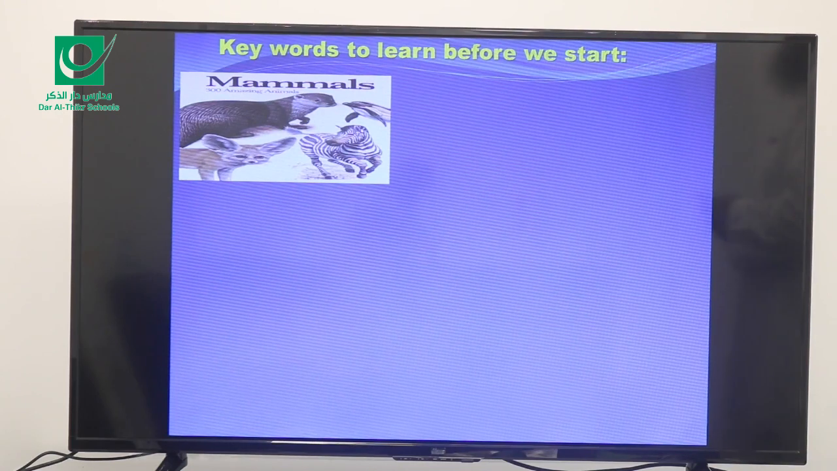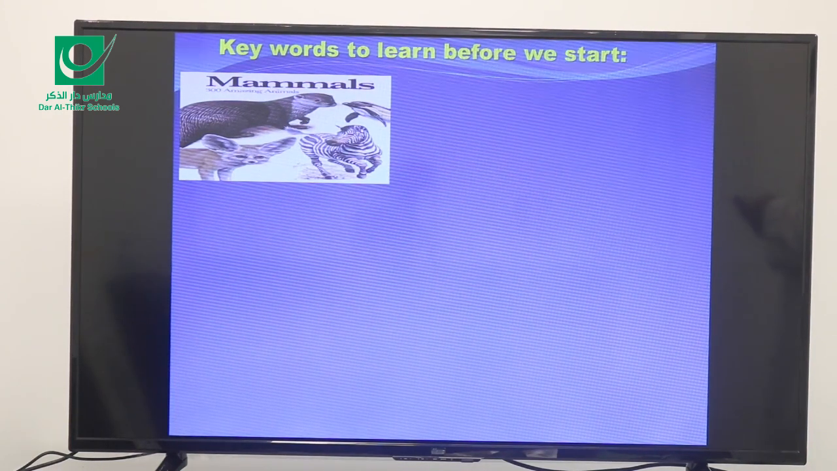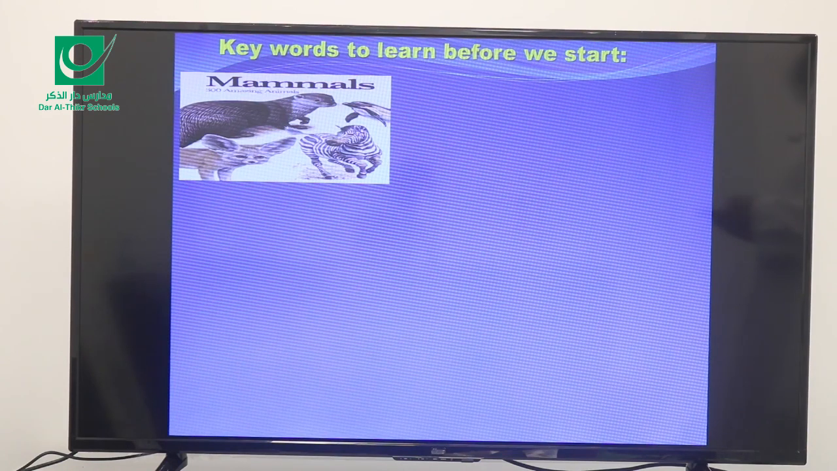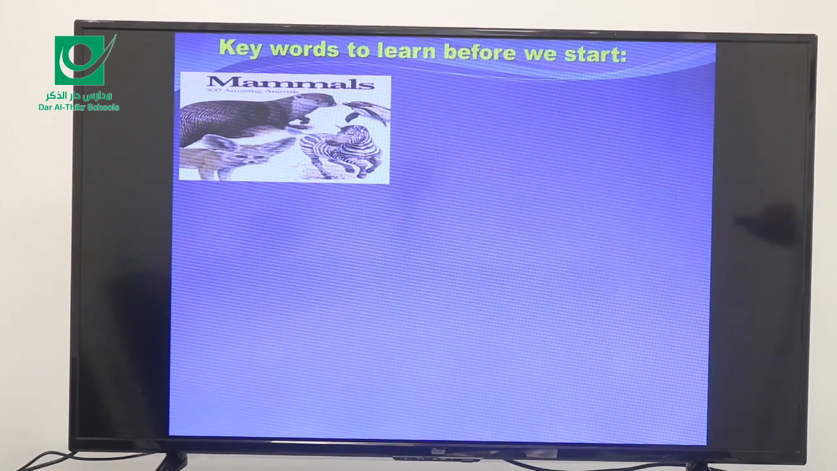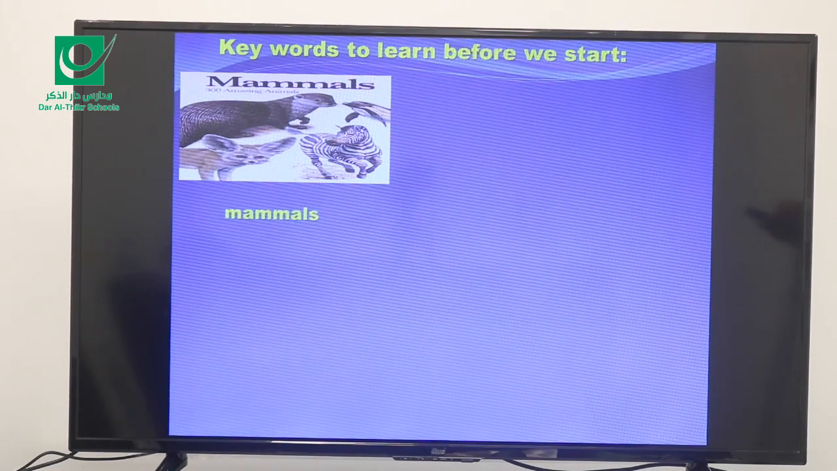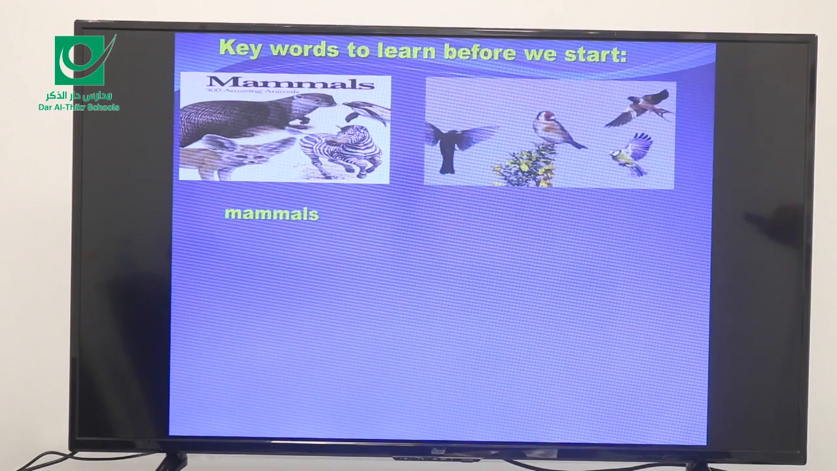The first one is mammals. Mammals are usually animals with four legs, mainly with four legs and fur. Fur is something on the back of the animals. For us as humans, we have hair, but for the animals, they have fur. Okay? Yes, mammals. Here, this is a picture of birds.